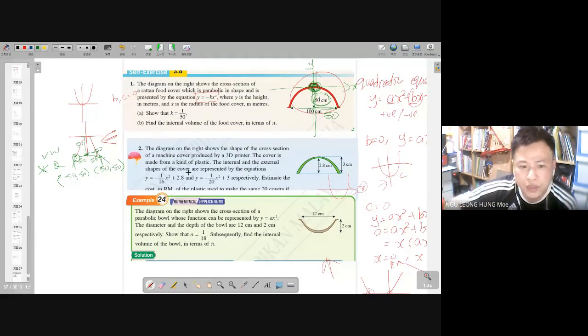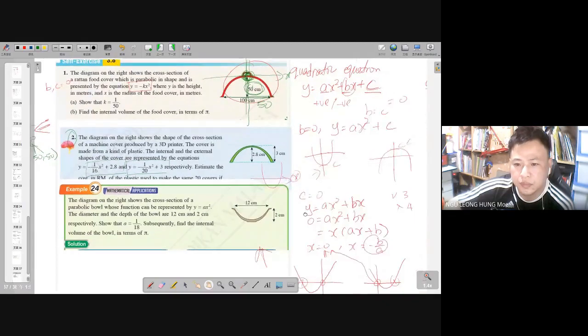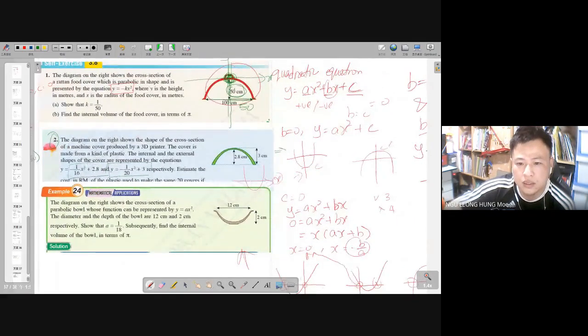Okay. Then we look at question number 2. We just look at the equation. You see? This one b equal to 0. This one also b equal to 0. So b equal to 0 is like, you see, this one or this one. But now, because the value for c is positive and a value is negative, so it's this one. So we can draw like this.